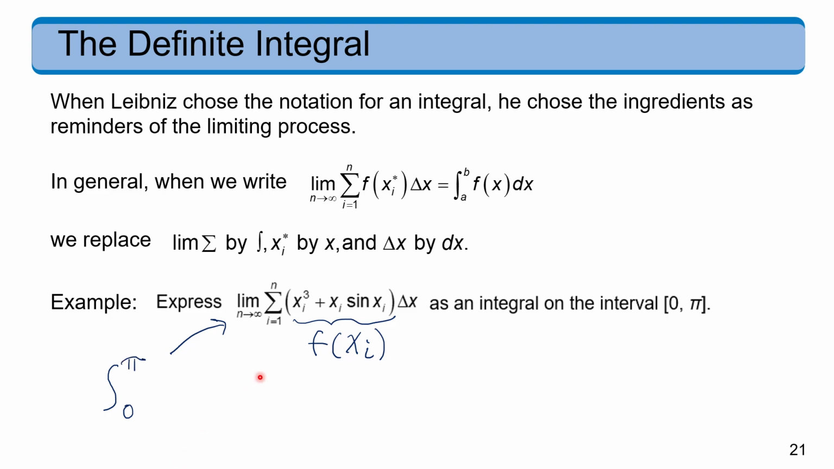Now here we're going to take this expression, this is like the f of xi star, but here we just called it xi, and we want to just replace all the sample points notation with just a plain x. So these xi's will be changed to x. So we have x cubed plus x sine x. And then the last piece, this delta x at the end, in the integral notation gets replaced with dx.